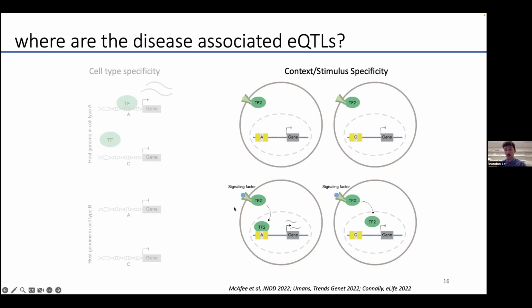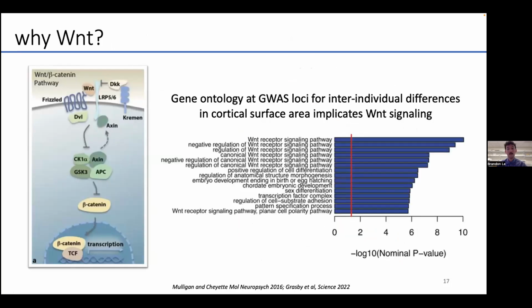Maybe upon stimulation, however, this transcription factor is able to translocate into the nucleus and interact with the A allele, but not the C allele. So in this stimulated state, we may uncover a new genetic effect that was invisible without the stimulation. So what kind of stimuli do we want to use to find these context-specific molecular QTLs? Well, for this study, we focused on the Wnt pathway.